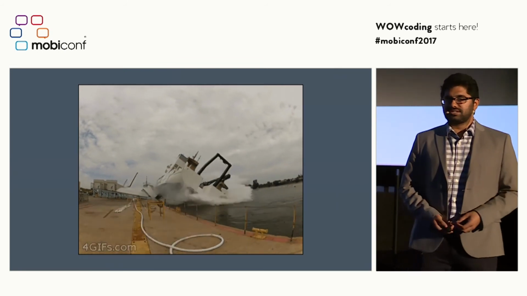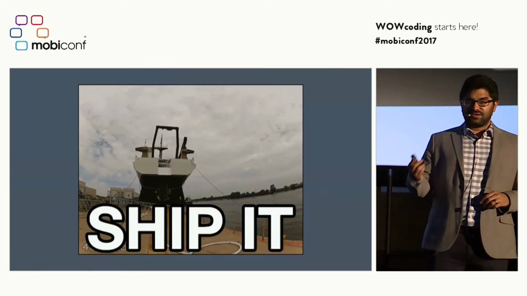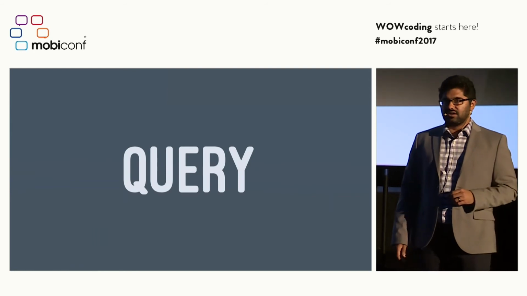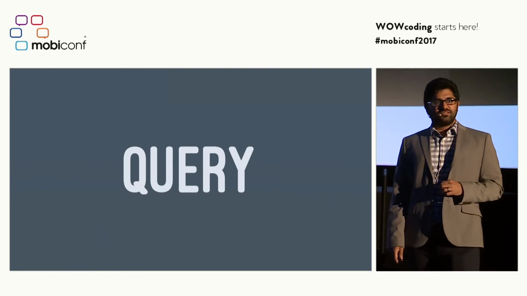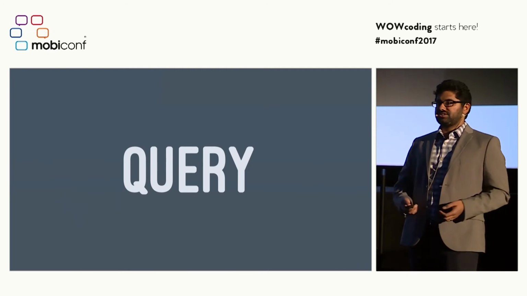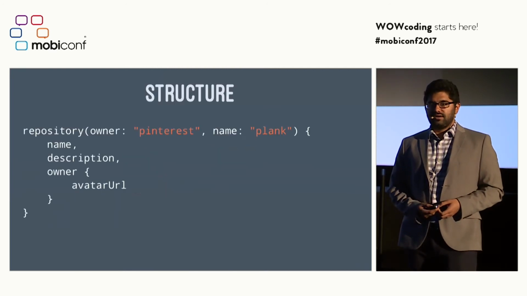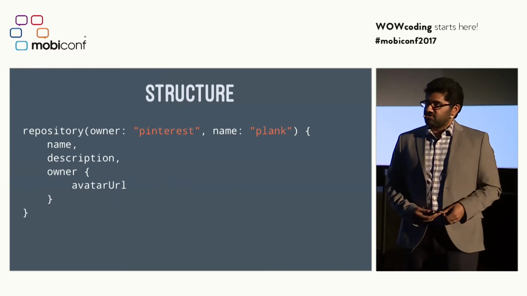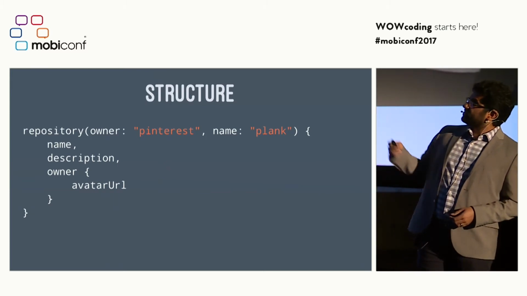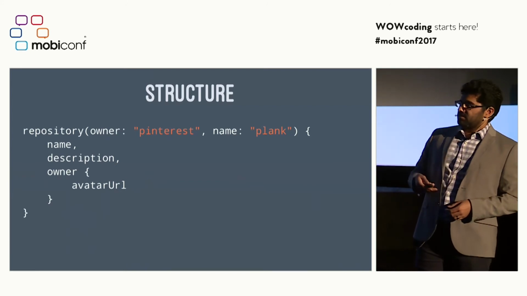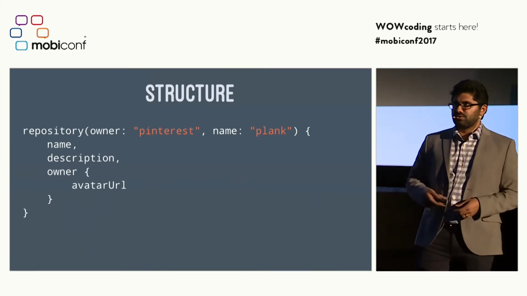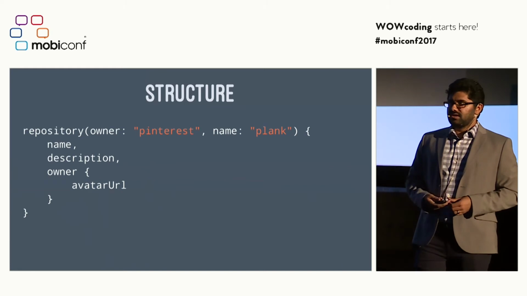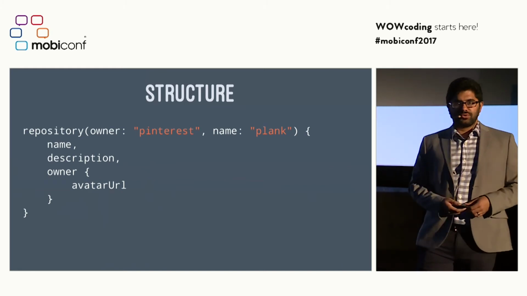The first thing we want to talk about is how can we even write a query? What does a query mean? How could we actually define and structure a query? Now, if we look at our initial request, we can see that repository takes a couple of arguments, and it asks for a couple of fields, and then it queries a relationship through owner, which is of type user, and it asks for that owner's avatar URL.